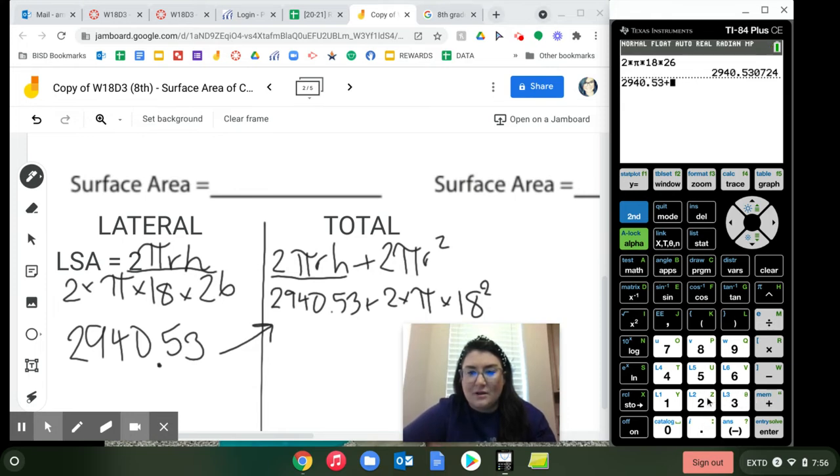Plus, and you might even, for this part, since we're adding all of this, we could put these in parentheses. That might save us from making any kind of mistakes here. So let's do that. Parentheses, 2 times pi times 18. And remember, here's your squared button, that x squared. And it looks just like how the formula looks.